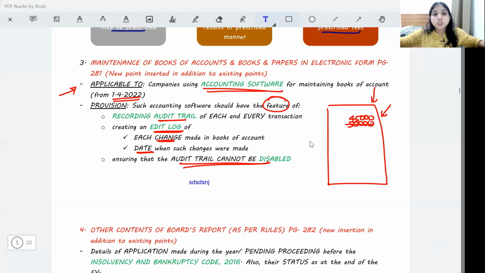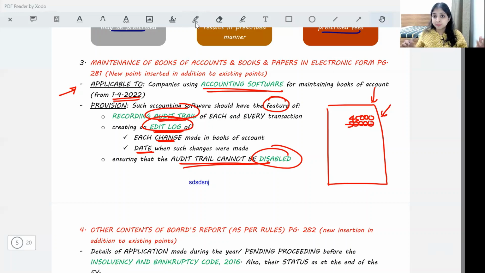That is why we want your software to be such a software that has a feature of maintaining an audit trail. It should have a feature of creating edit logs, and that feature should be such that it cannot be disabled. Basically, through this feature, in case any change is made in the books of accounts, any number is changed, then what was the change, on which date the change was made, all these, a log should be maintained by that software. The software should be such that in case any change happens, it should be able to maintain a log of those changes. Okay, guys, you understood?